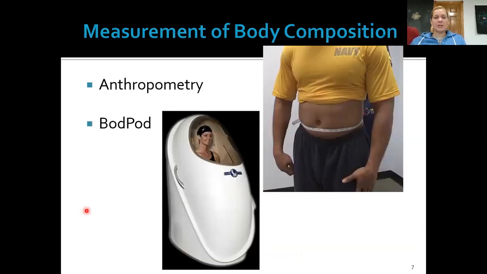Couple other things we can do. Easy thing we can do is actually measure the circumference of individuals. And again, I can do this on my waist, on my hips, on my chest, on my shoulders, arms, legs. So again, I can segment all of this out and get a good feel for what their circumference is.